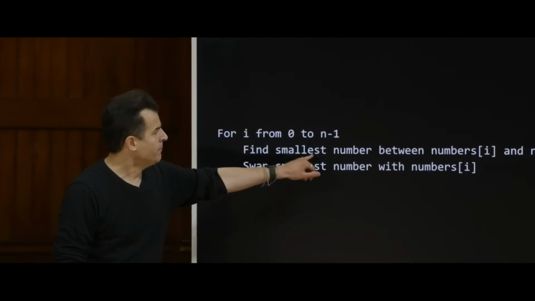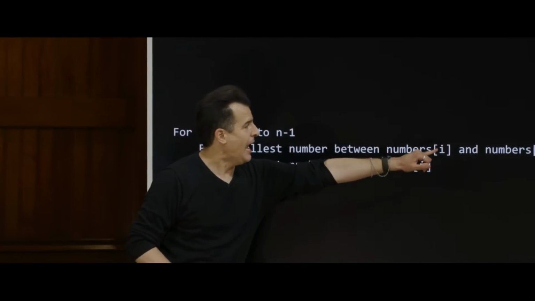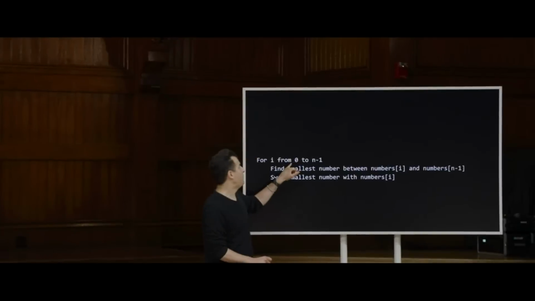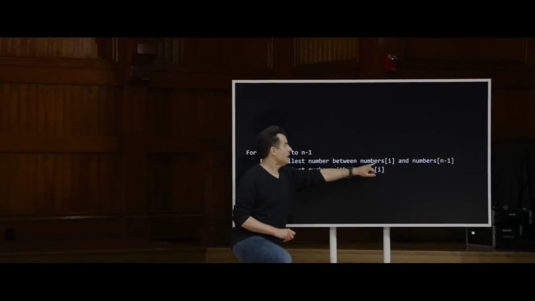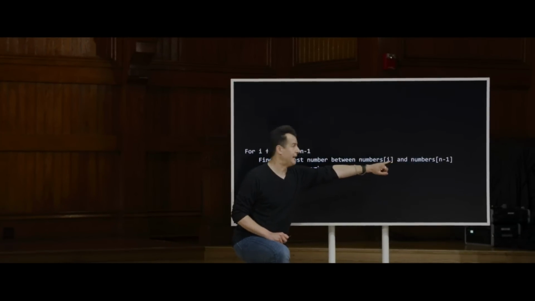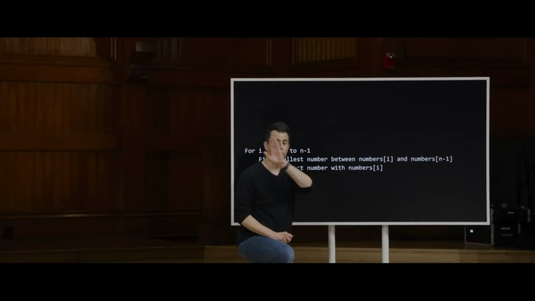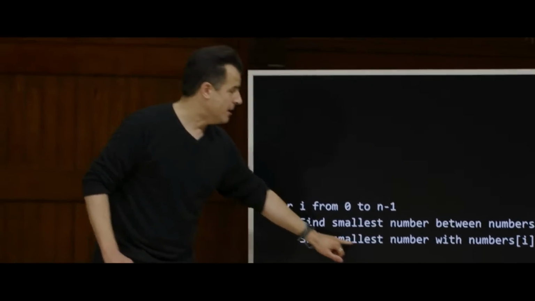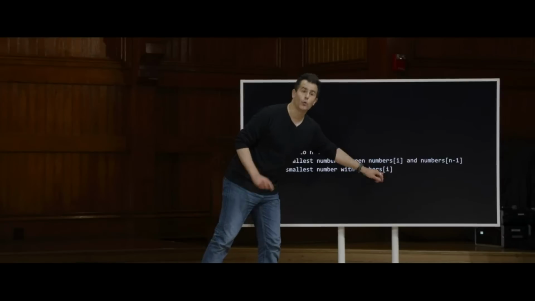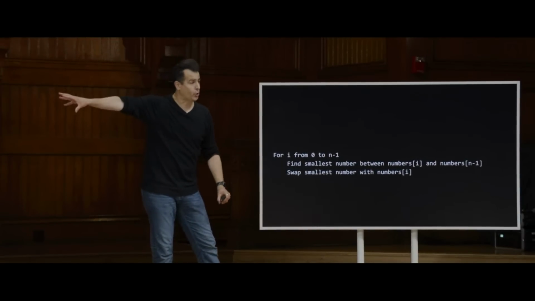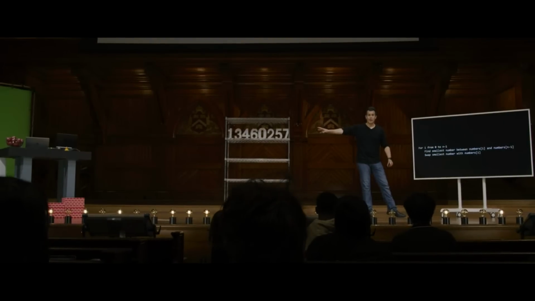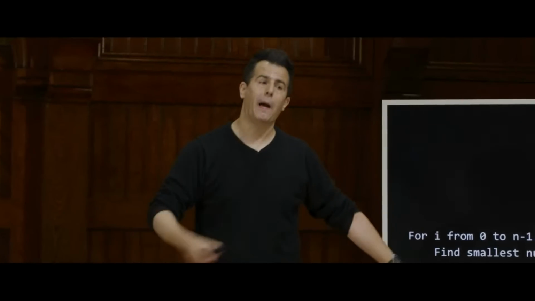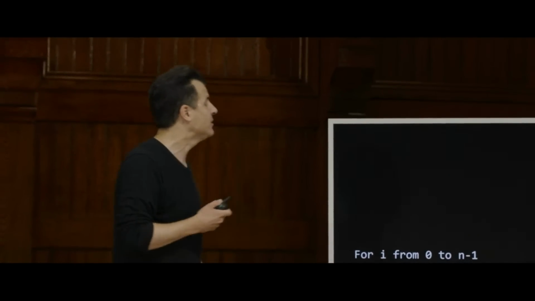Find the smallest number between numbers bracket i and numbers bracket n minus 1. So when the loop starts at 0, this is literally saying between numbers bracket 0 and numbers bracket n minus 1. So from the far left to the far right, find me the smallest number. Then swap that number with numbers bracket i. So that's why we evicted the person all the way over to the right, or your left, the very first time. And then the next person, and the next person, and so forth. So this is an algorithm that has us go back and forth, iteratively selecting the smallest element.